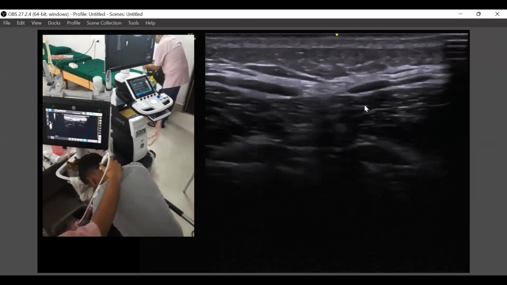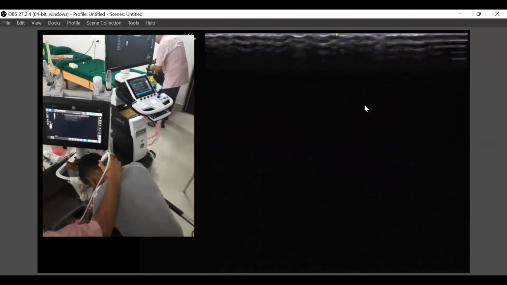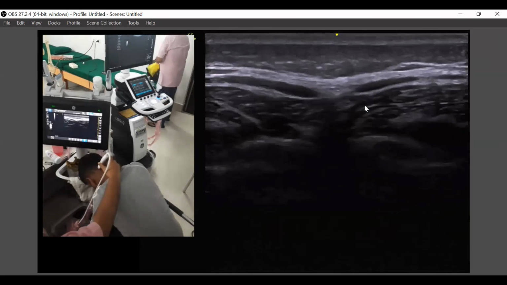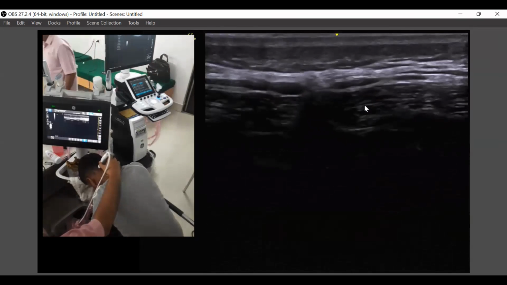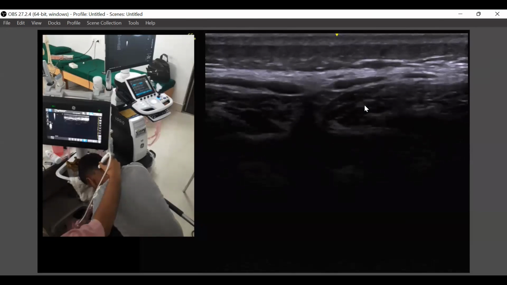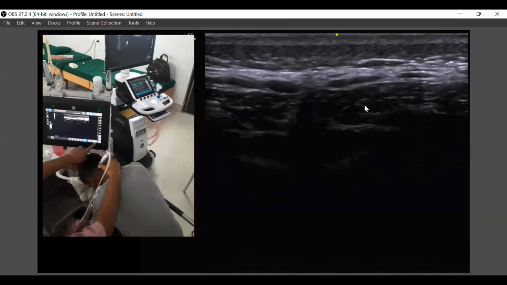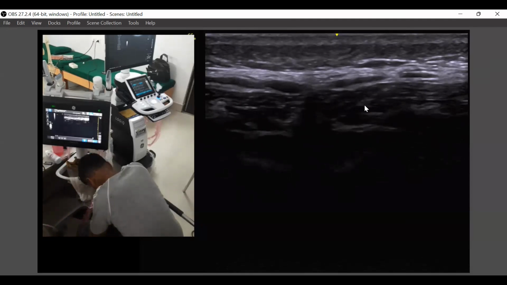I'm starting scanning from the posterior midline, and as you can see here is your occiput, and when I'm coming down you can see what I was telling you, that this is your trapezius, a very thin layer of trapezius. This is your trapezius. So this is your thin layer of trapezius, and then I am coming down.